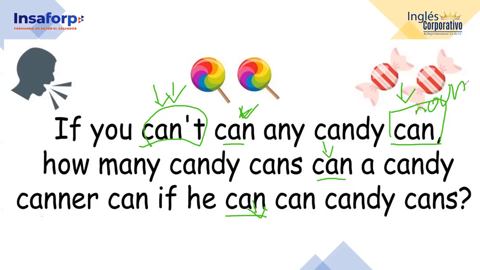What do you have to do? You have to look for it and then you need to look for can as a noun, can as a verb. And canner, the canner is the doer. Canner is the person, the doer. The person that cans candies. Is that complicated? Yes, but you will see. But we need to look for the meaning. I'm not going to translate.